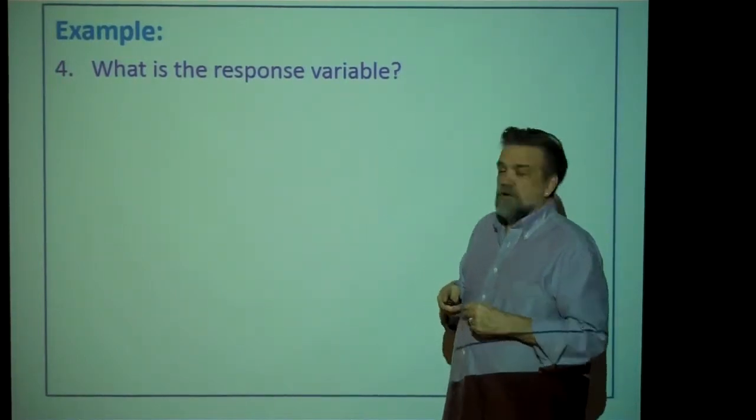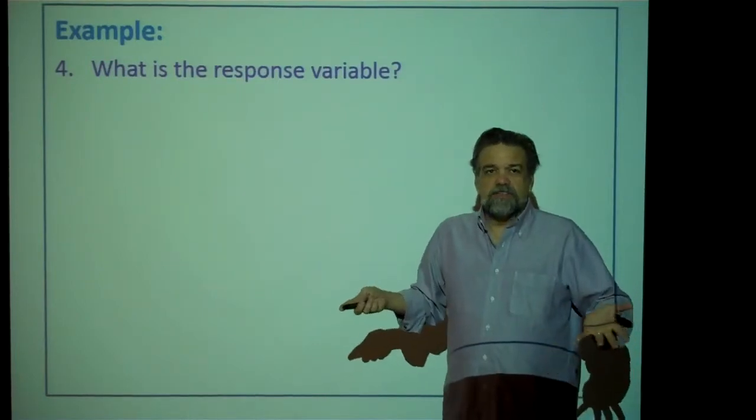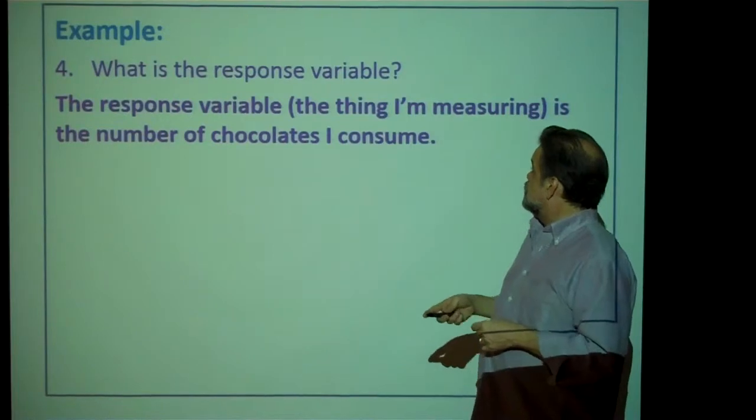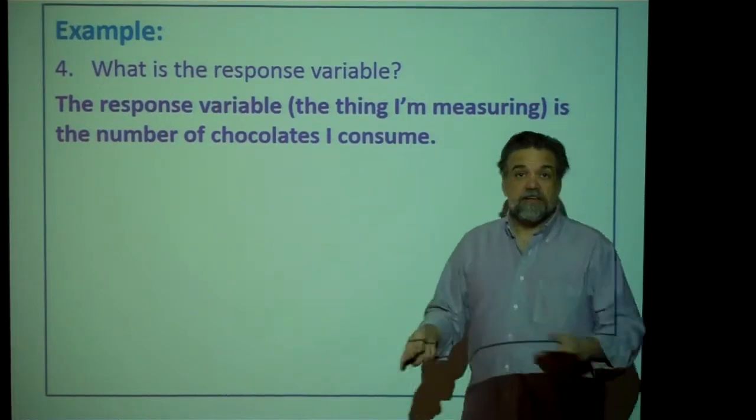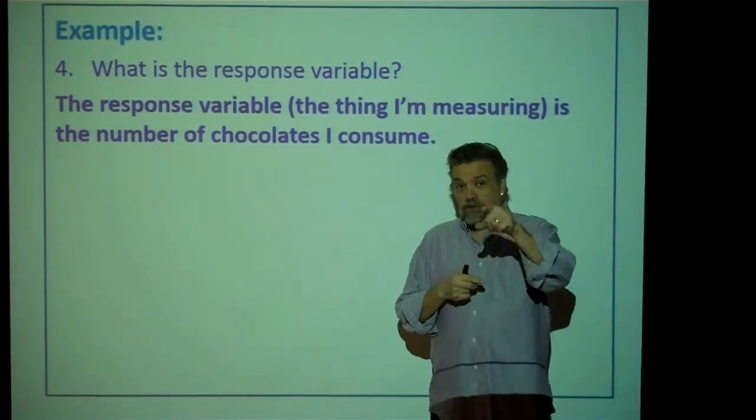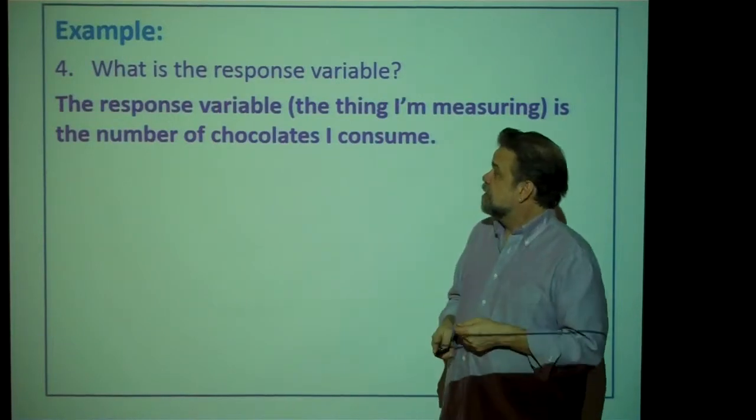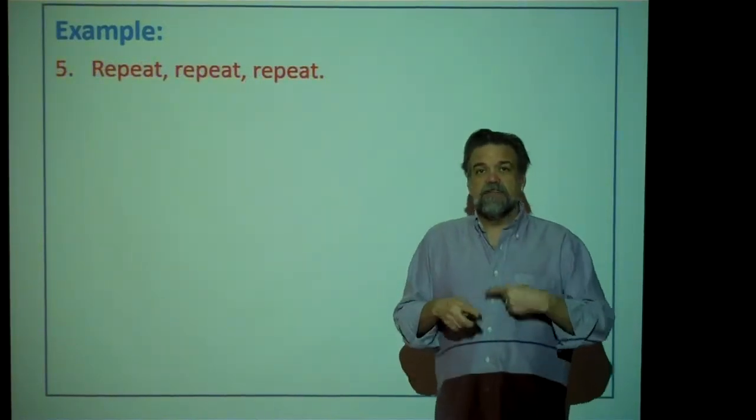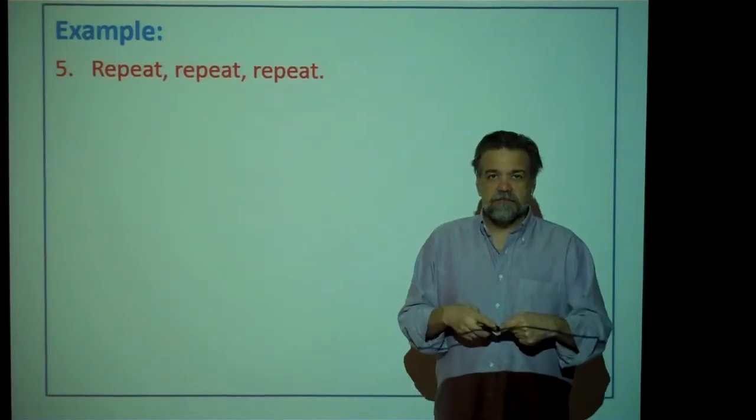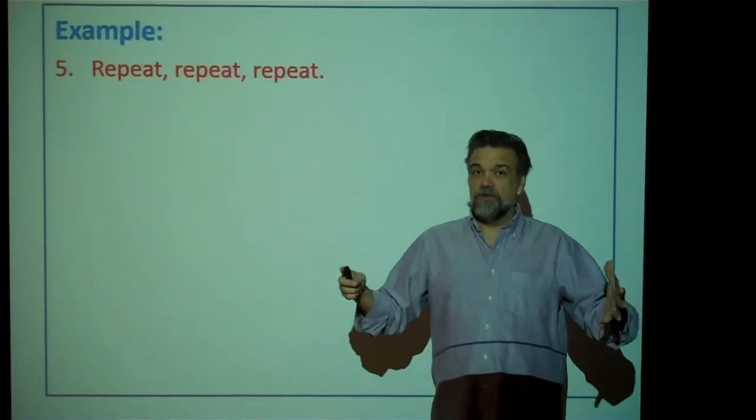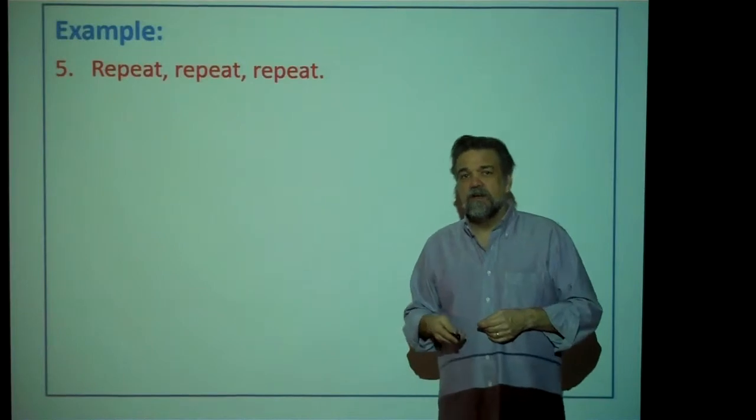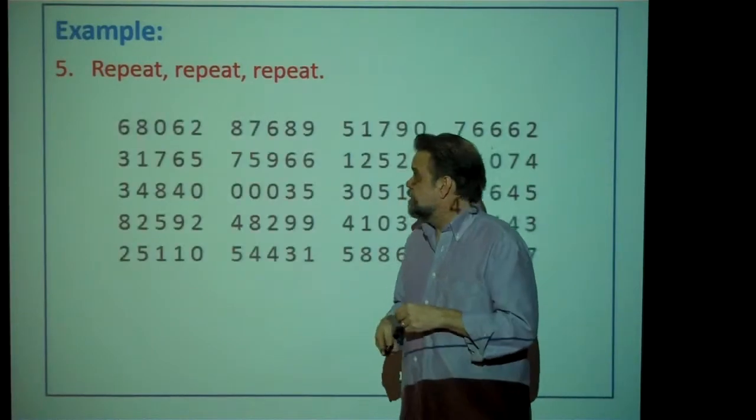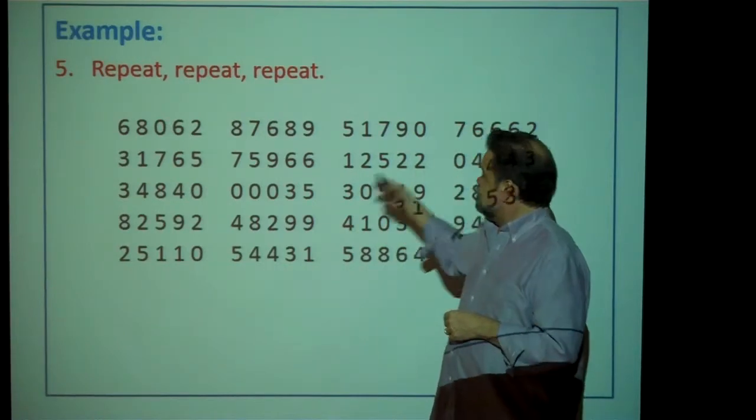Step 4, what is the response variable? What is it that I'm measuring here, okay? In this particular case, the response variable is going to be the number of chocolates that I consume, okay? Including that nasty raspberry one, all right? Step 5, do it again, and then again, and then again, lots of times, okay? The more you do it, the more robust your results, okay?